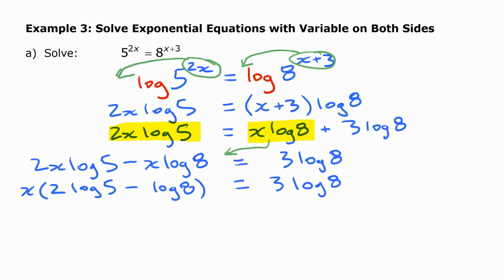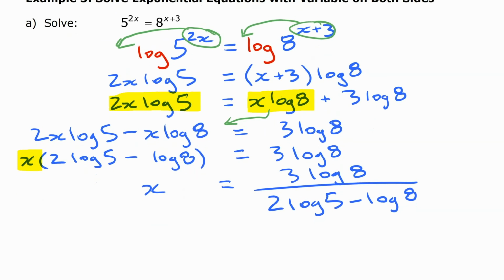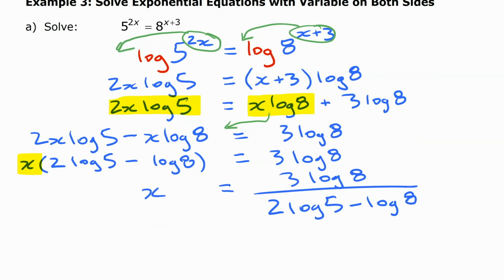Now we have x by itself right here, and so what we're going to do is divide by this big expression here on both sides, and that'll give us our solution. All right? So if we divide by that, we're going to get x is equal to 3 log 8 on top divided by 2 log 5 minus log of 8. That's that expression. That's what we can put into the calculator to see what it is.